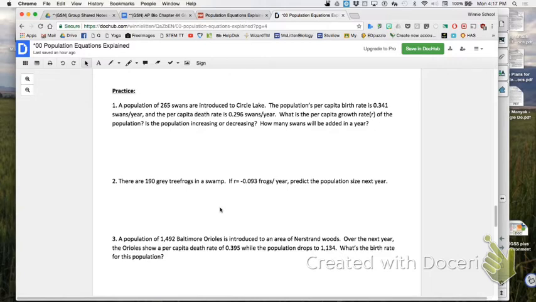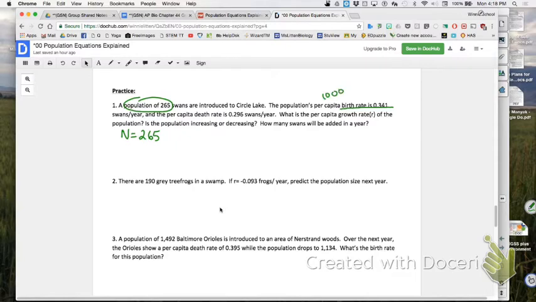So this first practice problem, as you read number 1 to yourself, what I would do to approach this would be to identify what you know. So the first thing here is it's a population of 265 swans. So hopefully you're thinking N equals 265. The population's per capita birth rate is 0.341. So when they say per capita, that means per 1,000.